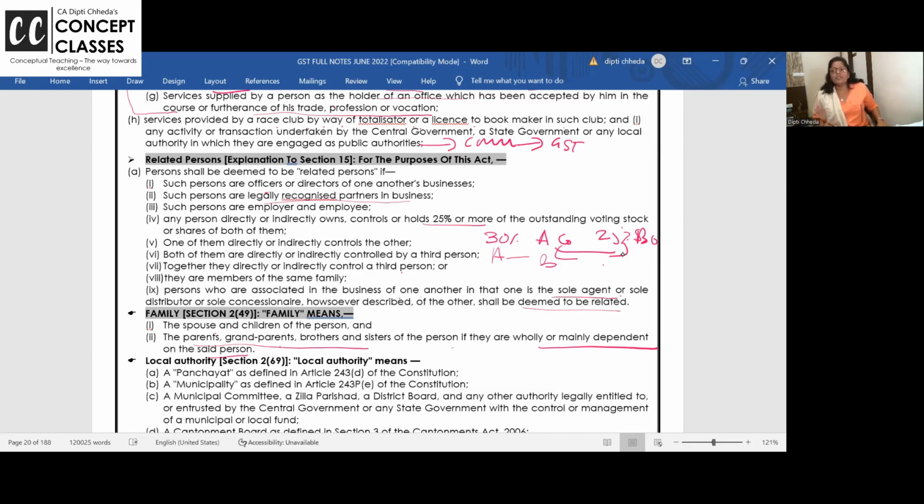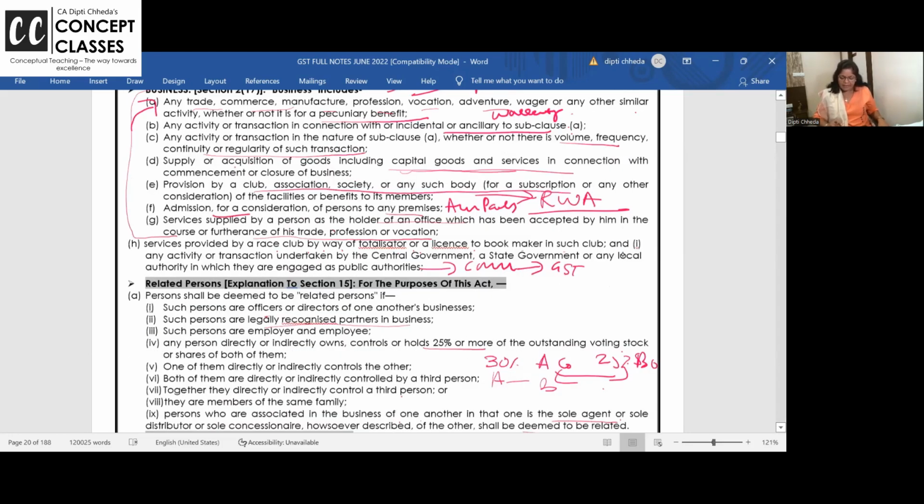Sometimes what happens, I am the principal, I have one agent, but he should not sell any other mobile phones. He is the sole agent to sell iPhone in Telangana. Are we related? Yes. If I give iPhones to Reliance and Croma and everyone to sell, no. Are my examples clear? Once again, this is the business definition of related person.